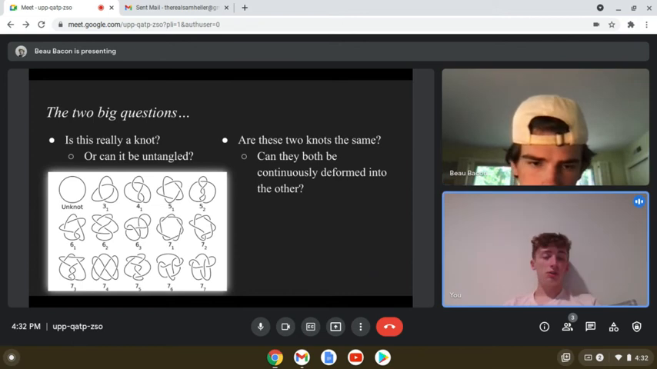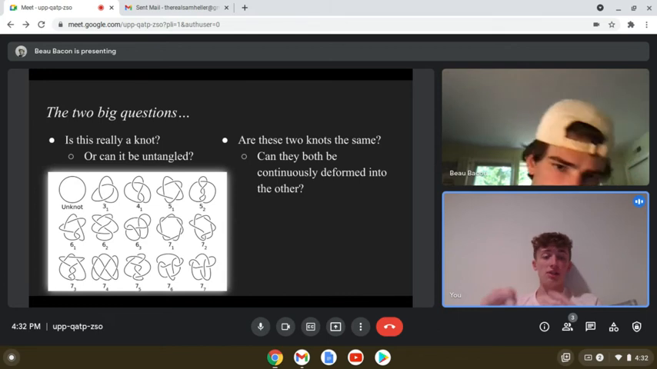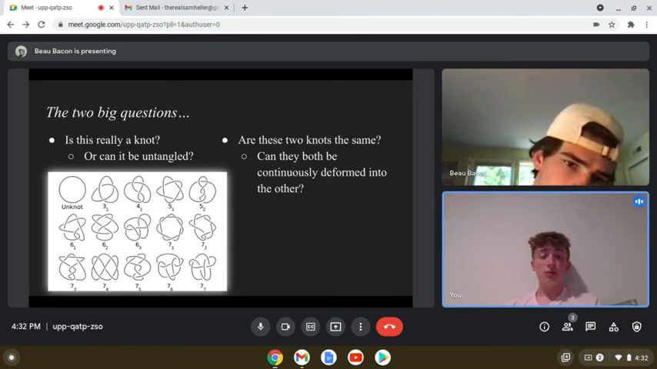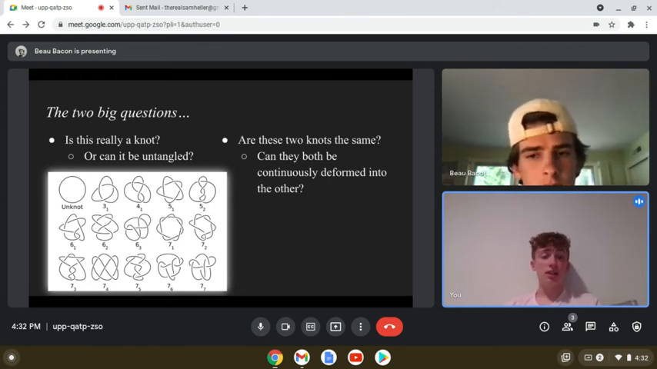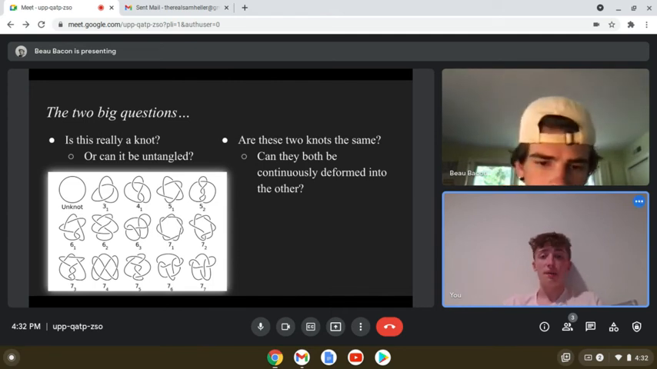All right, so there's two pretty major questions that we want to look into when discussing knot theory. Is this knot really a knot, or can it be untangled into something like the unknot that we see here in this picture? As well as are these two knots the same? Meaning, can they both be continuously deformed into the other to make the same exact knot?